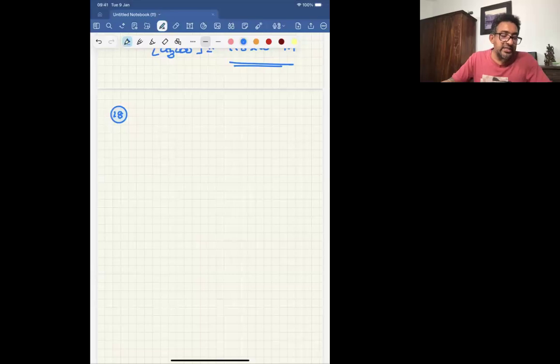At 25 degrees Celsius, find the pH value of the solution in which the concentration of ethanoic acid is 0.1 and sodium ethanoate is 0.005. What is that solution? You have ethanoic acid as well as sodium ethanoate, both are there. That means it's a buffer solution. The salt and the acid both are there. pH is equal to pKa plus log10 of salt divided by acid, the Henderson equation.